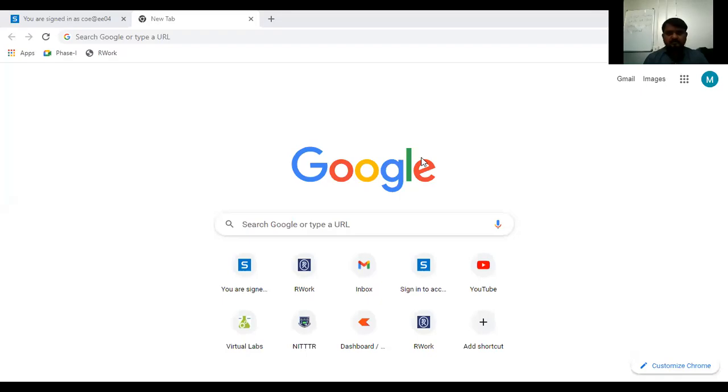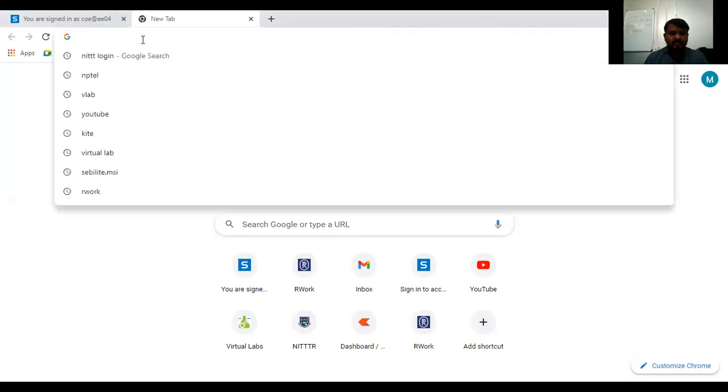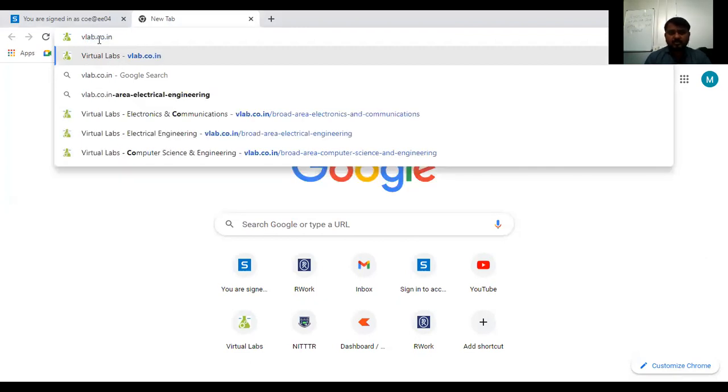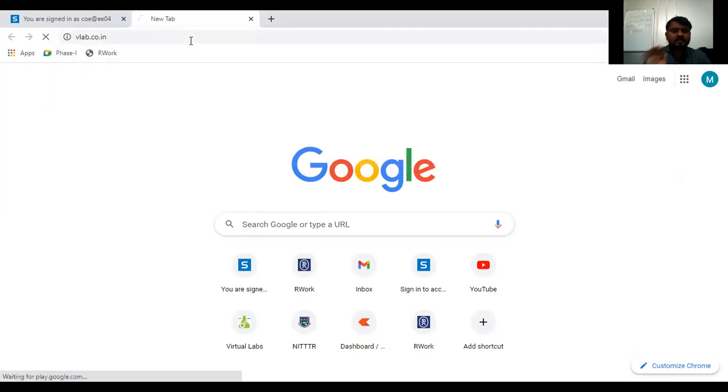Is the screen visible? Yes, sir. In the search URL bar, here you just write vlab.co.in. Is it visible? I am writing it here now. Just enter that one.